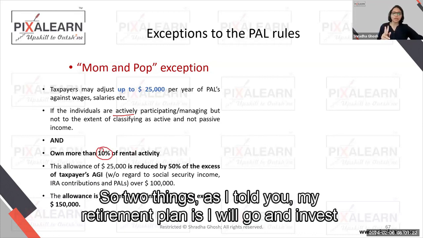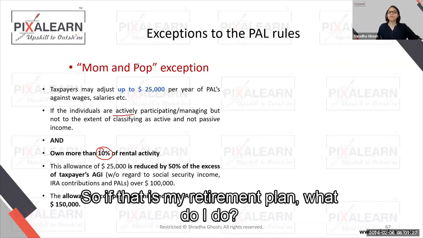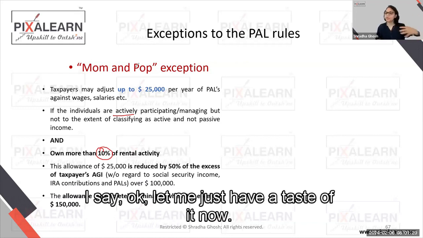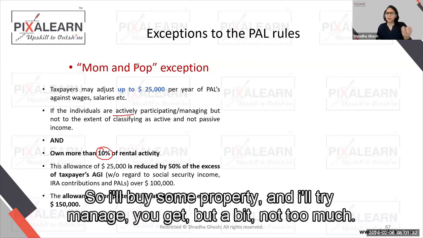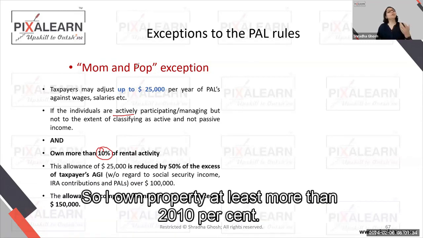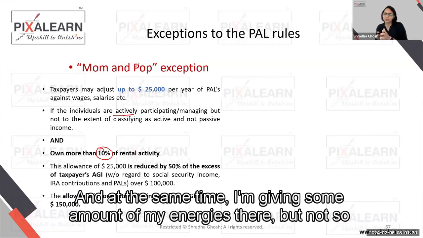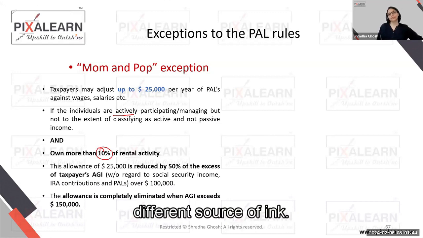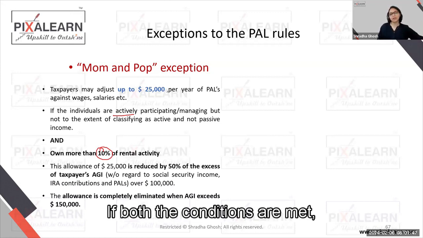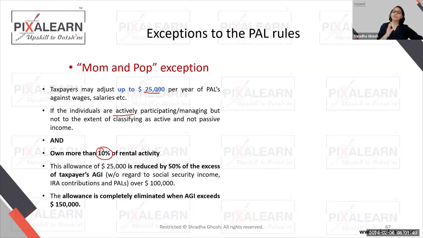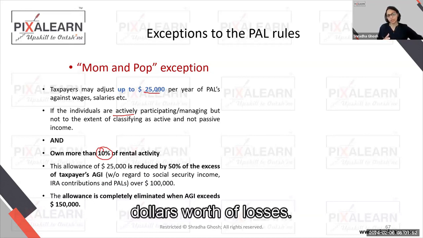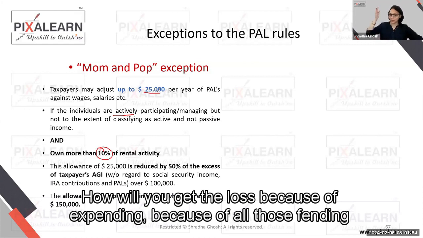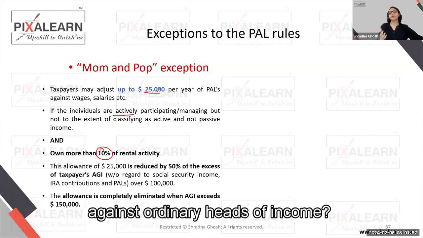Okay. So two things. As I told you, my retirement plan is I will go and invest in a property. So if that is my retirement plan, I say, okay, let me just have a taste of it now. So I'll buy some property and I'll try managing it, but a bit, not too much. So I own the property at least more than 10%. And at the same time, I'm giving some amount of my energies there, but not so much to qualify it as a active source of income. If both the conditions are met, IRS will let me deduct $25,000 worth of losses. How will you get the loss? Because of spending, right? Because of all those spending, against ordinary heads of income.